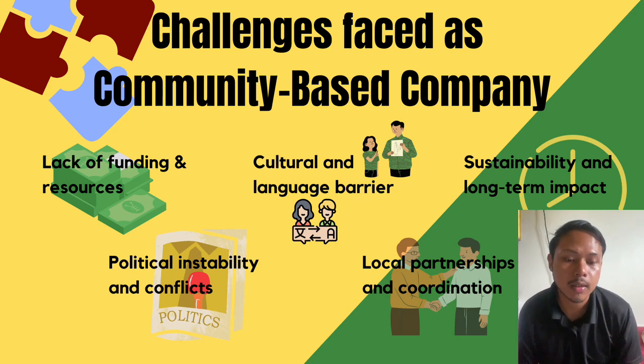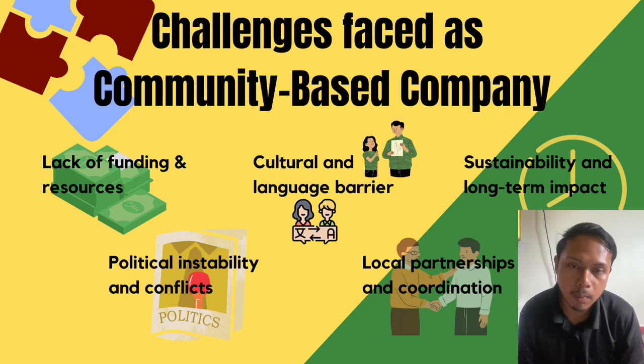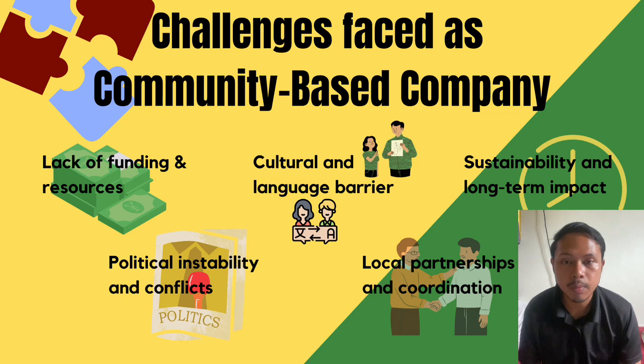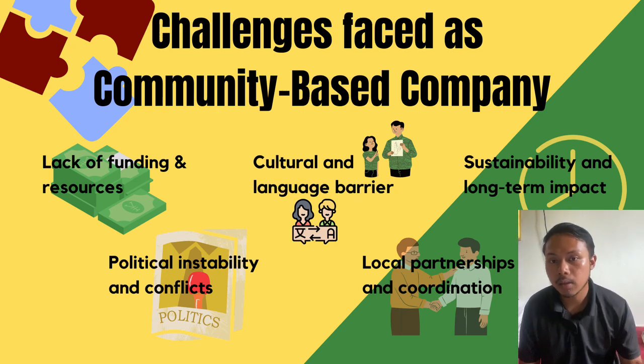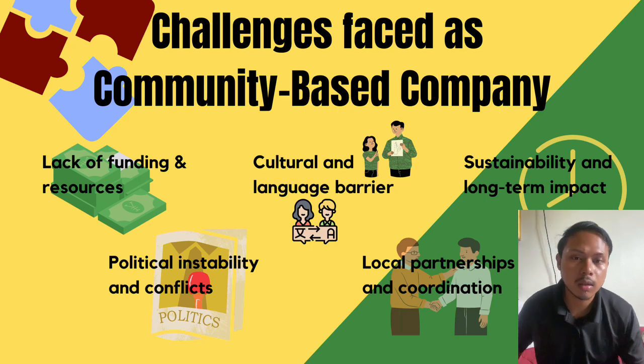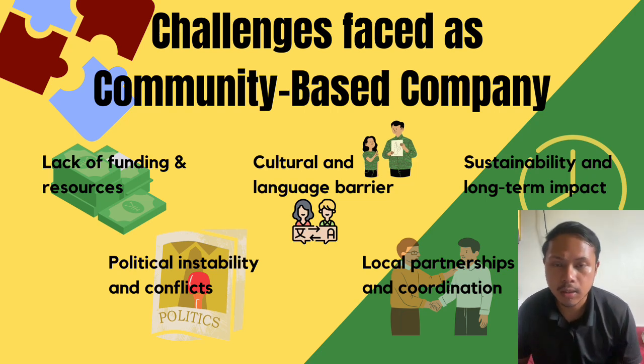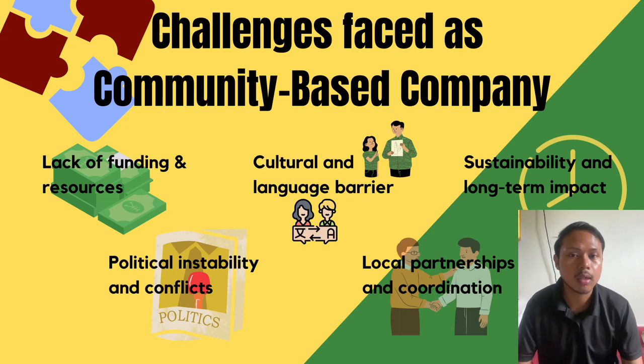The next one is cultural and language barriers. UNICEF operates in more than 190 countries and territories. Because of this, they need to deal with many languages and cultures. So it's hard for them whenever they want to help people, but the people don't understand them. Or they want to do something there, but it's not respectful in a certain location. So they need to respect the culture, and they cannot do everything they want. So it's hard for them.